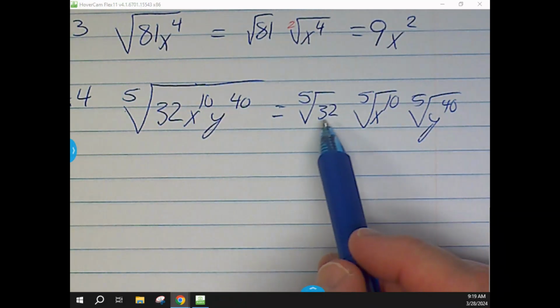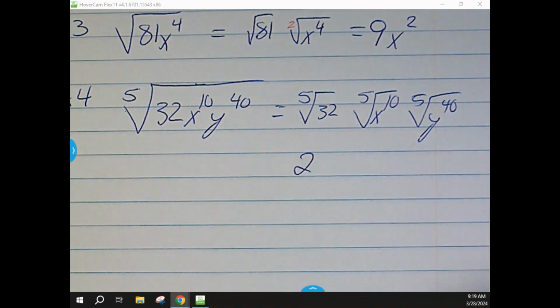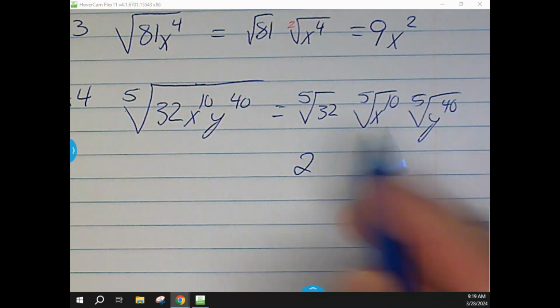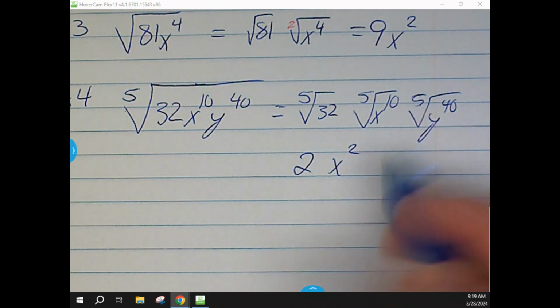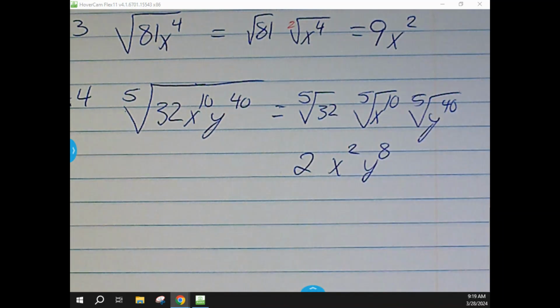Okay, and again, we did the fifth root of 32 earlier. That number was just 2. For this one, we're going to do 10 divided by 5, which is also 2. And we're going to do 40 divided by 5. So that would be 8.